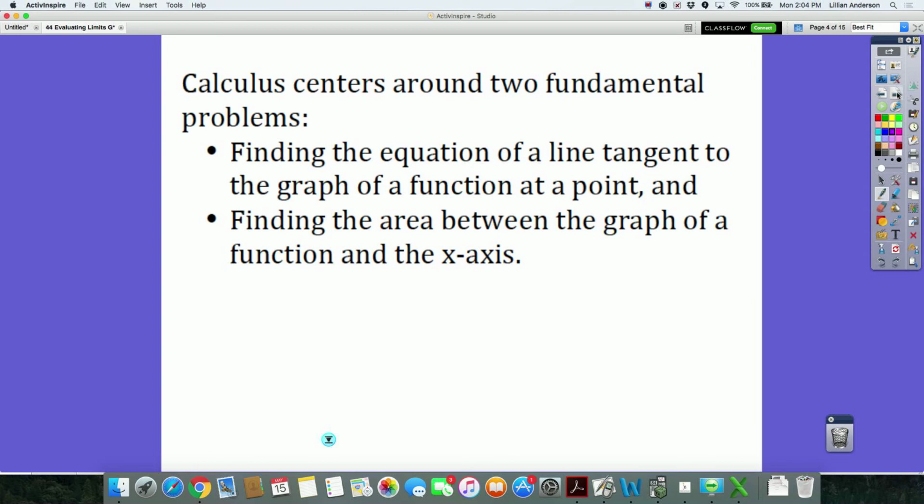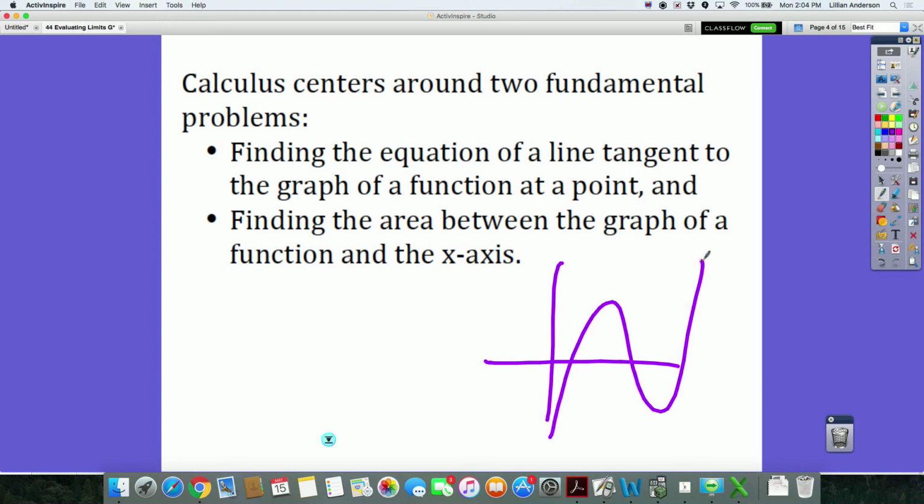That's what tangent means. So the first fundamental concept is that there's an equation of a line, and this line touches the graph of a function, like a quadratic, a cubic, whatever, at a particular point. And then the other problem is finding the area between the graph of a function and the x-axis. Okay, so say you had a cubic type function. Calculus would be finding the area of the shaded region, that space underneath the curve. Okay, these are the two main concepts that calculus centers around.